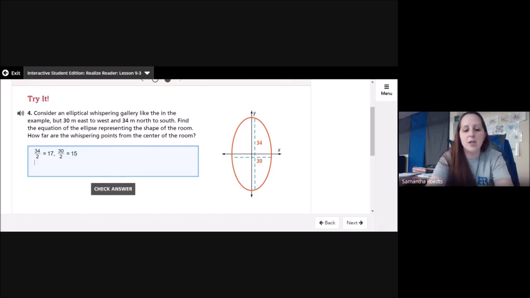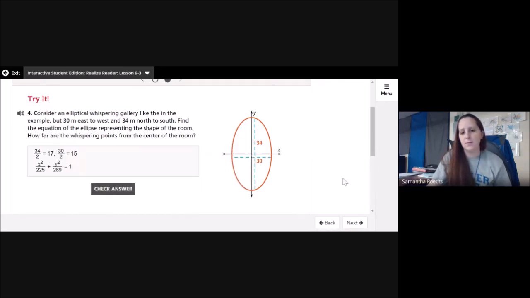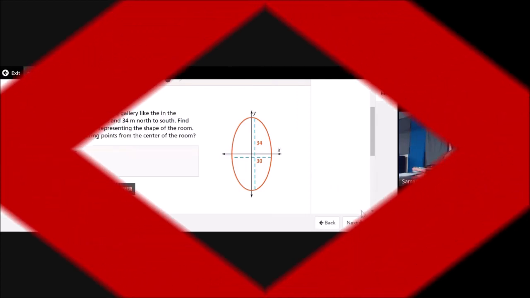So that means my equation is x squared over 225, which is 15 squared, plus y squared over 17 squared, or 289, which equals 1. So the whispering points are about 8 meters from the center of the room. And of course, you can do a squared equals b squared plus c squared and solve for c squared, so c will equal approximately 8.